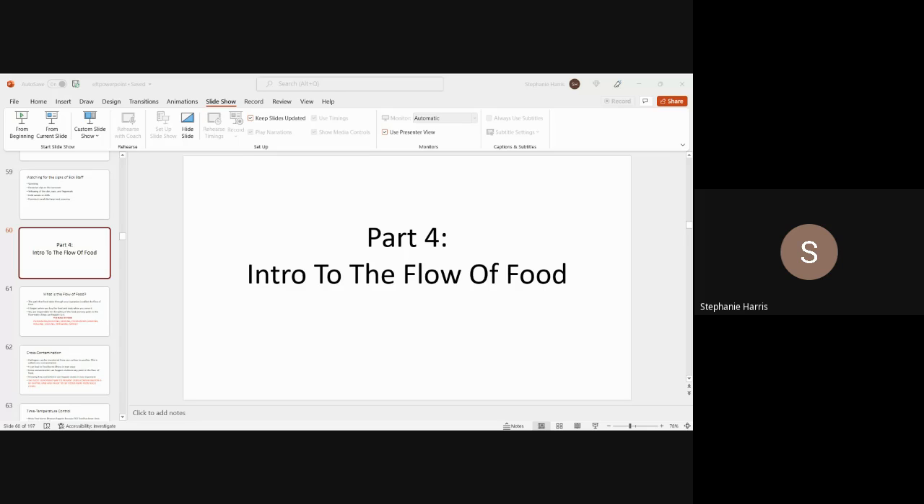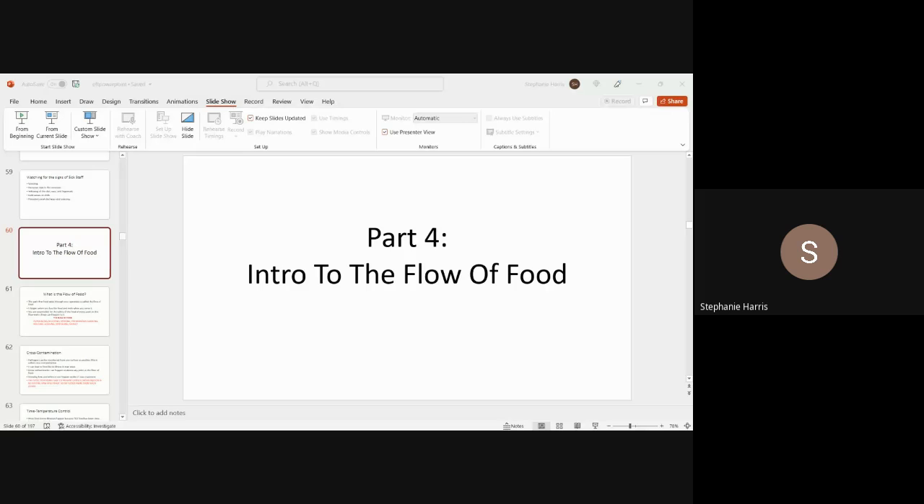What is the flow of food? Flow of food is the path that food takes through your operation. It begins when you buy the food and ends when you serve it. You're responsible for the safety of the food at every point in this flow. Many things can happen to it. So please write this down.